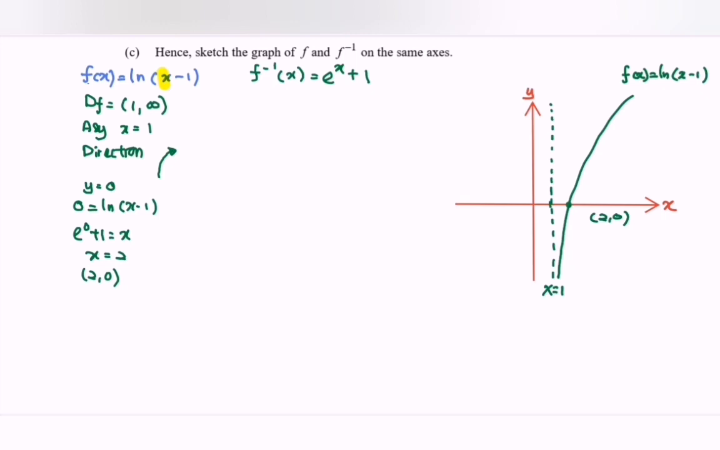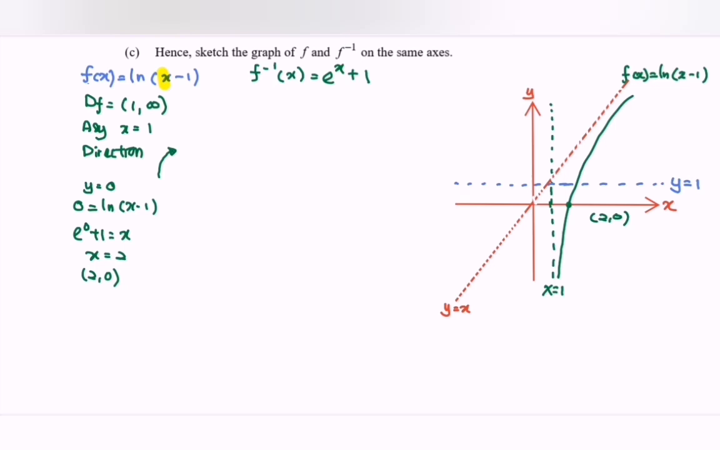Next is to sketch the inverse. In here I'm going to reflect the situation based on y equals x. So here we have the axis y equals x. Now we are going to sketch the graph for f inverse based on y equals x, so the function f(x) is reflected about y equals x. Focus on x equals 1, that is the vertical asymptote. If we reflect, we will have the horizontal asymptote y equals 1.